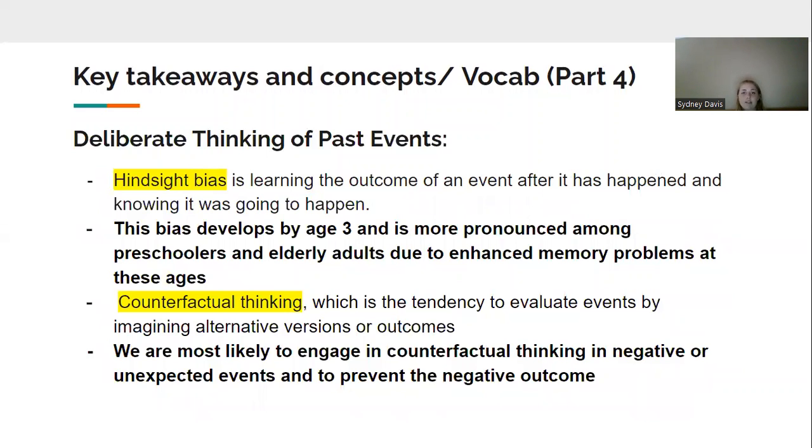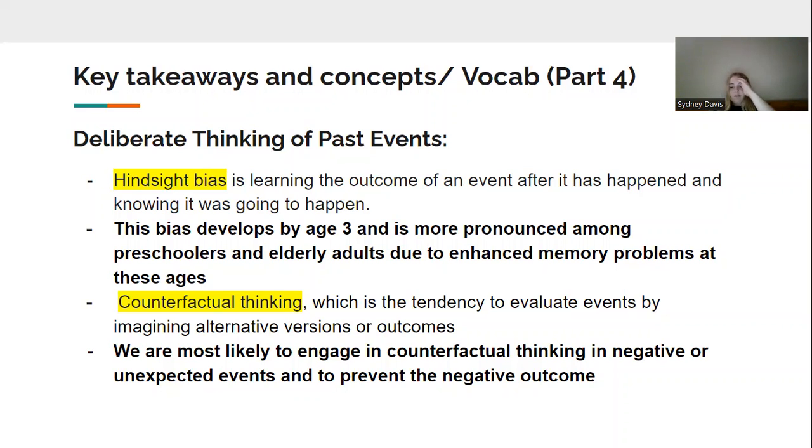Deliberate thinking of past events. This is where bias and different types of thinking come into place. Hindsight bias is learning the outcome of the event after it has happened and knowing it was going to happen. It's kind of like those moments where you're like, oh, I knew that was going to happen. You think you have this overconfidence that you can predict the future. It's kind of like that feeling that we always have.